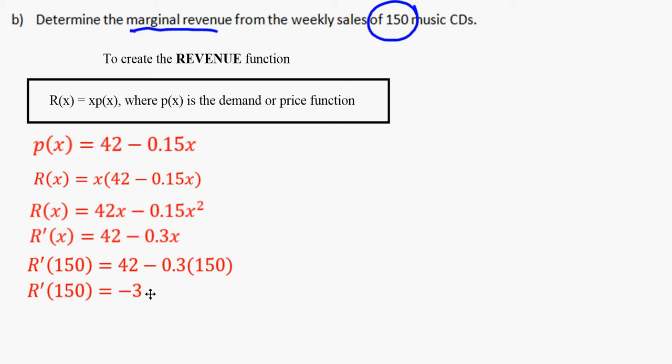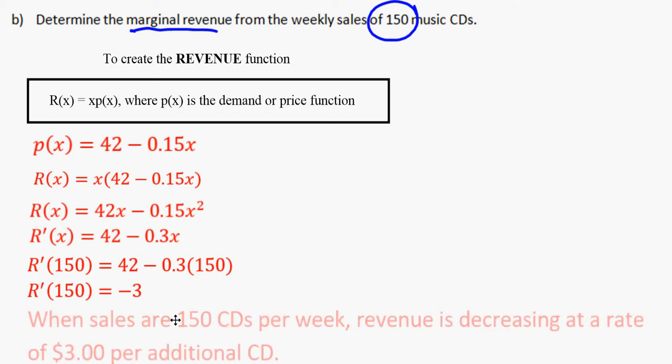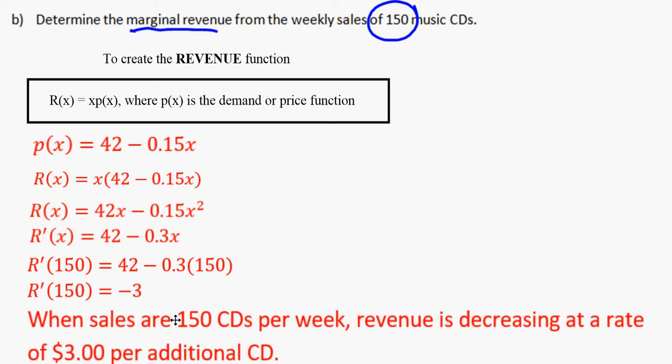Because this is a rate of change, I'm going to do a proper therefore statement. Therefore, when 150 CDs are sold per week, the revenue is decreasing. Why decreasing? Because I have a negative marginal revenue, at a rate of $3 per additional CD. So I've got a nice therefore statement for my problem. Let's go to the next problem.